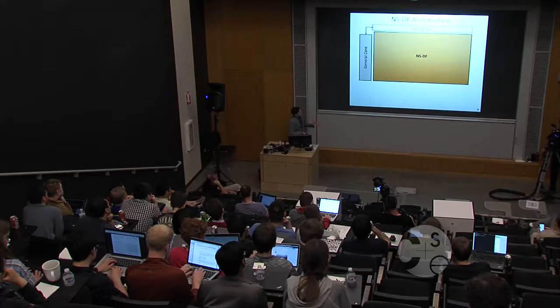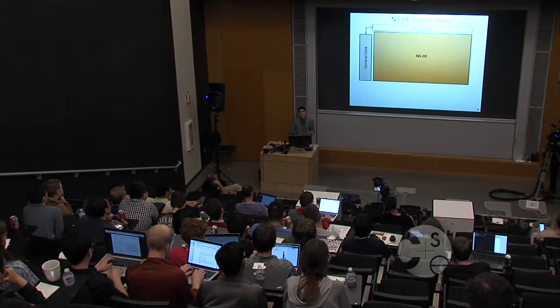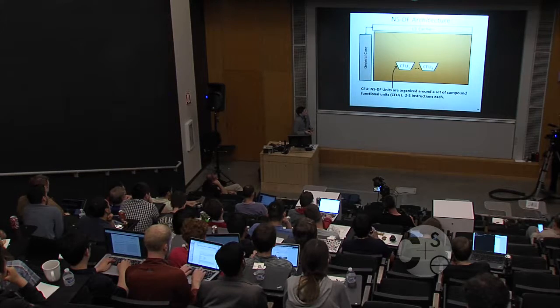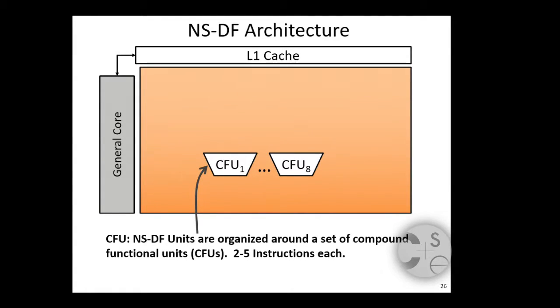Again, the NSDF is integrated behind the L1 cache next to the general purpose core. I'm showing NSDF as large here, but it's actually quite a bit smaller than the general purpose core. NSDF is organized around a set of compound functional units, each one of which supports 2 to 5 instructions. We've chosen to use 8 compound functional units here so that it's possible to get a higher instruction level parallelism than the typical general purpose processors in a good program region.